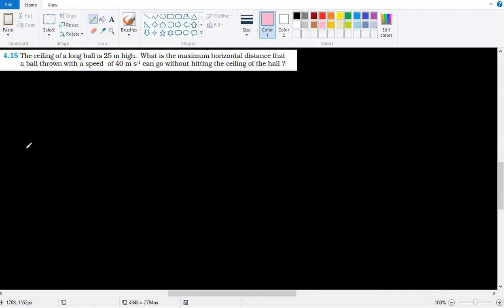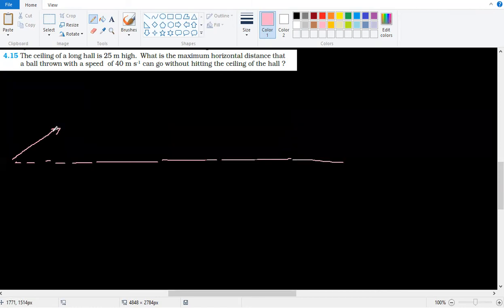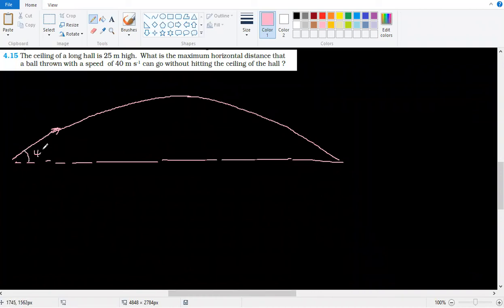Maximum horizontal distance. For maximum horizontal distance, what is the angle I should throw it? Anybody? 45 degrees. Yeah, 45 degrees. So you know that 45 degrees will give you the maximum horizontal distance, which is your range. So it means they have already given a hidden note that it is 45 degrees, by saying maximum horizontal distance.